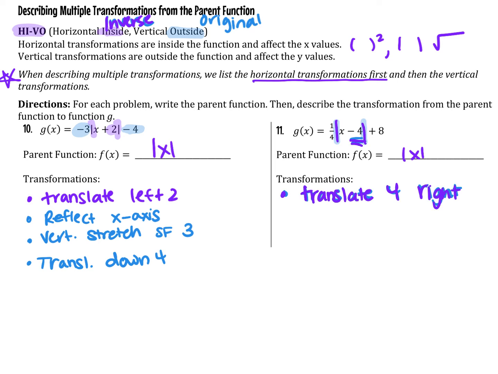Vertically, there's two things that are happening. There's this 1/4 and this +8. What would happen to the absolute value first? We would multiply it by 1/4. So there is a vertical shrink because that 1/4 is between 0 and 1, of 1/4, and the +8, we are translating up 8. Let's look at a couple more.